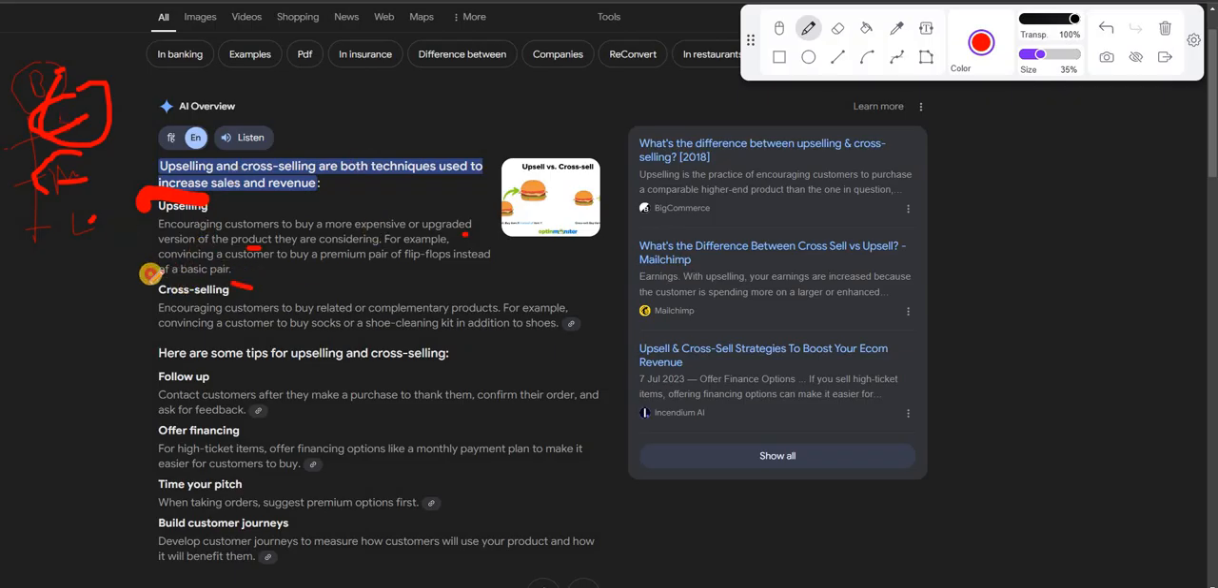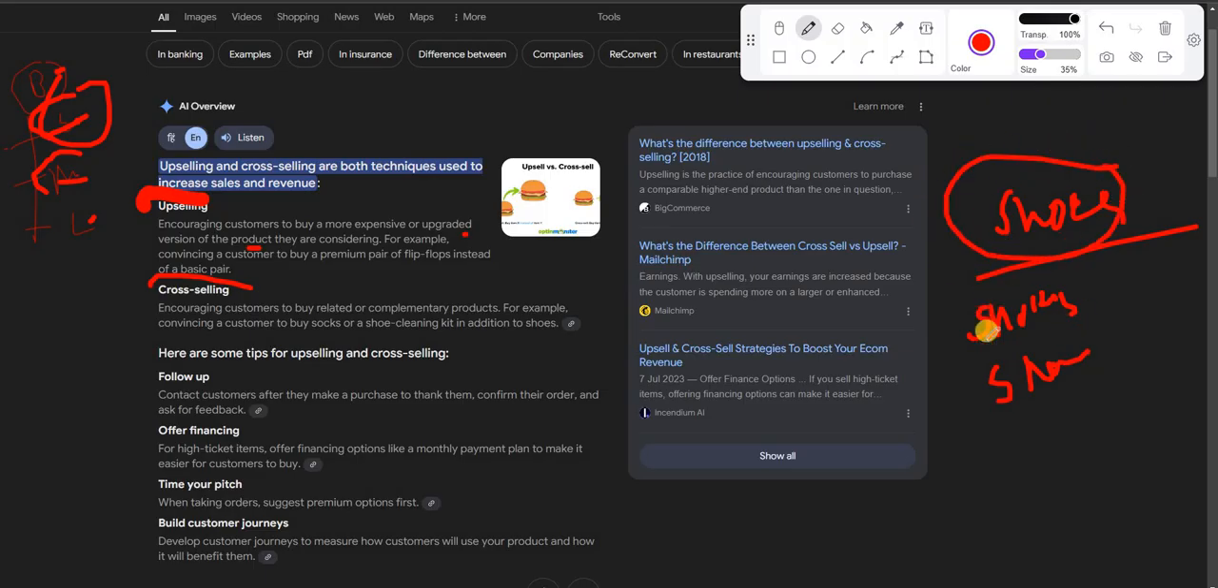Now we are discussing cross-selling. What is cross-selling? Encouraging customers to buy a related or complementary product. For example, convincing a customer to buy socks or a shoe cleaning kit. Suppose the customer wants to purchase shoes. We can recommend the socks. We can recommend the shoe cleaning kit. So when the customer is purchasing the shoes, in this case we can recommend socks and shoe cleaning kits.